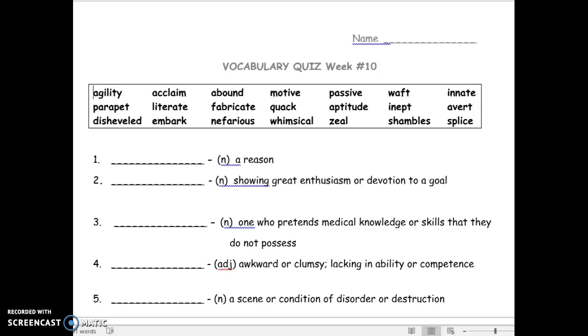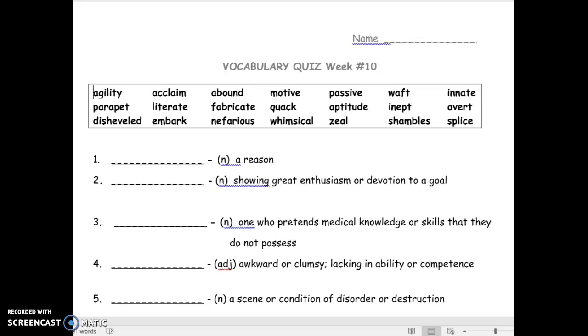Number 1 is a noun. It's a reason. Number 2, a noun, showing great enthusiasm or devotion to a goal. Number 3 is a noun. It's one who pretends to have medical knowledge or skills that they don't have.